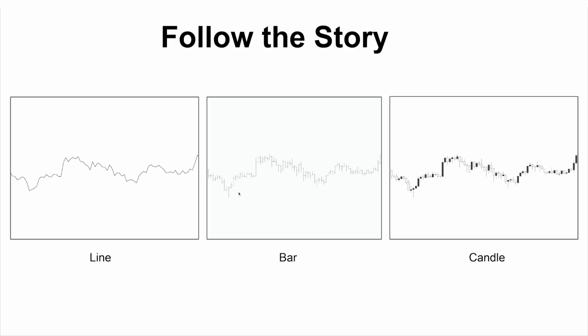Here we move over to the bar chart. Price is going up, price is going down, we go up, dip a little bit, and resume the trend up. It's the same story, but we have more information. These bars are representing the high, the open, the low, and the close.